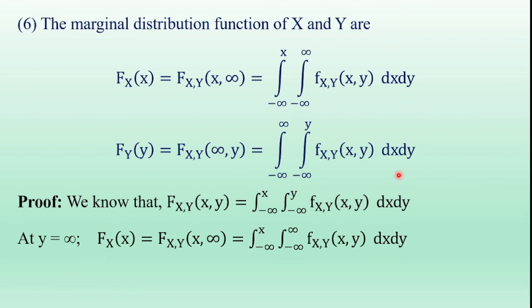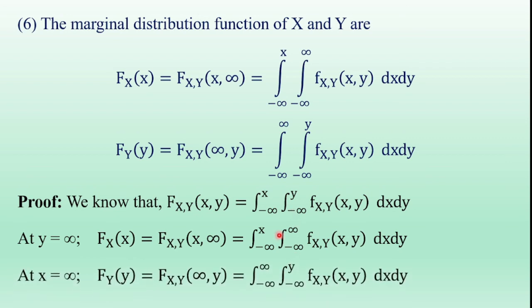So we know that the joint distribution function is equal to the integral of the density function. This is the expression. In this expression, substituting y equal to infinity, we get the marginal distribution function of the random variable X. And in this equation, substituting x equal to infinity, we get the marginal distribution function of the random variable Y. So these are some important properties of the joint probability density function of the random variables X and Y.